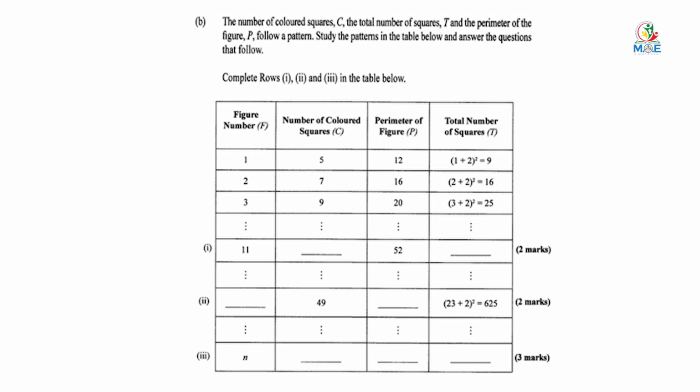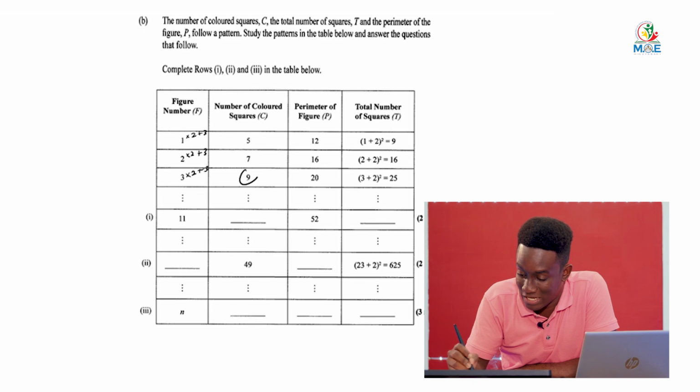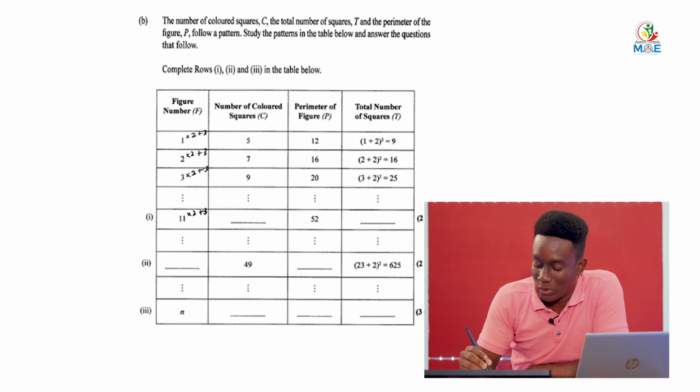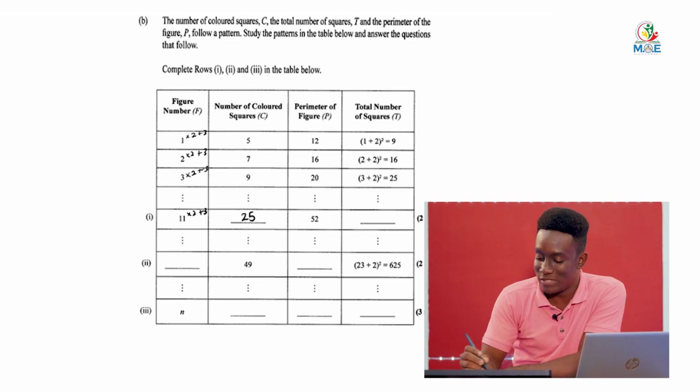So that can't work. Let's try 1 times 2 plus 3. 1 times 2 is 2, 2 plus 3 is 5. That works there. 2 times 2 is 4, 4 plus 3 would be 7. So that works. Let's try 3 times 2 plus 3. 3 times 2 is 6, 6 plus 3 would be 9. So we see that works for all. So 11 times 2 will give me 22, and 22 plus 3 would give me 25. So that works there. Now we want to find a number here. So here we can skip this piece and go to n.